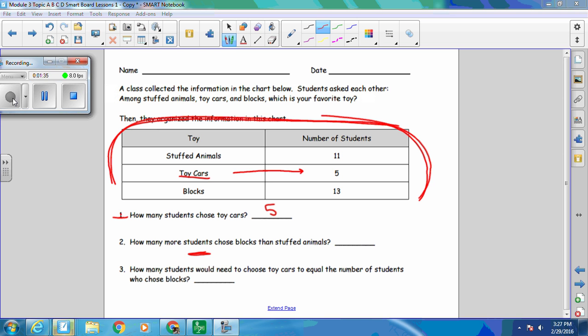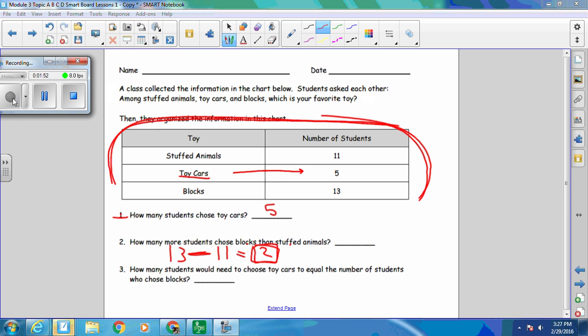So how many more students chose blocks than stuffed animals? Well, they have to go to the blocks, 13. Stuffed animals, 11. Have them put the square around it. 13 minus 11 is 2.